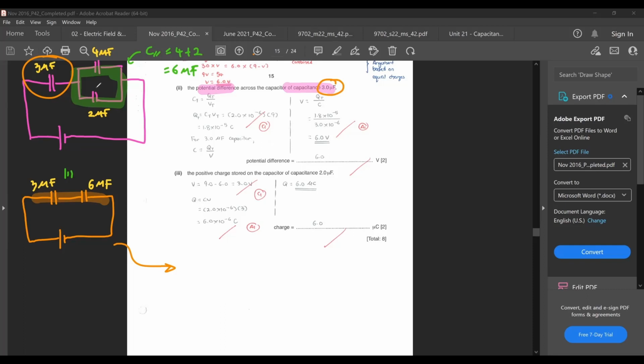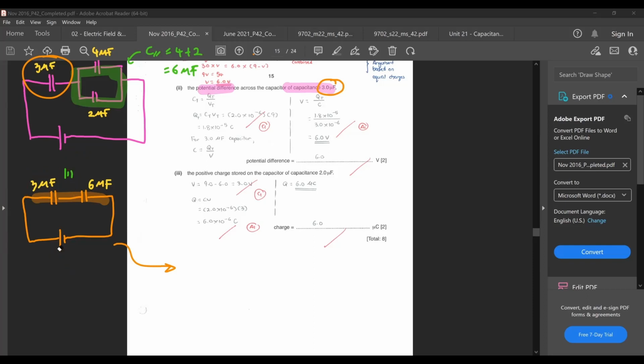So again, as usual, do not ever try to use the potential divider equation to find the PD, because some people, when they ask you about the PD for the 3 microfarad, straight away think of it as 3 over 3 plus 6 times 9. The 9 volts here is your V in. So this one is wrong. You cannot do it this way. So do not ever use the potential divider equation here.